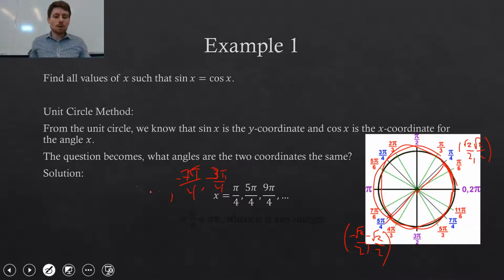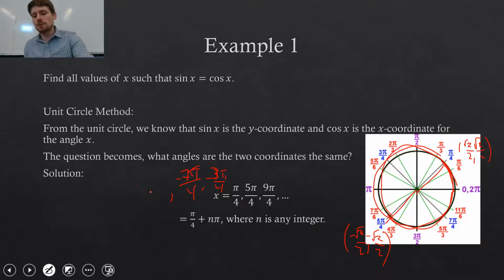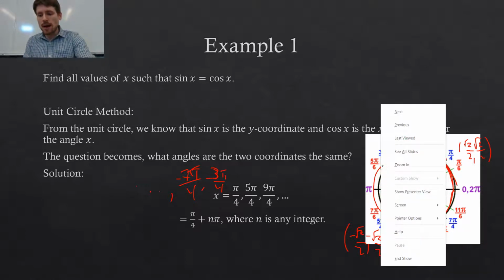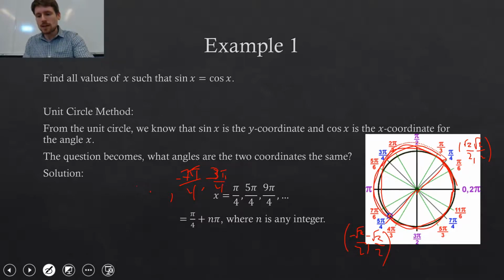So how can we describe all of these answers? Well, if we want to describe all of them, we look for a pattern between answers. We look at that and see the pattern is pi over 4 plus any multiple of pi. So if we start at pi over 4 as the first answer, and add a multiple of pi, we get to the next answer. If we add another multiple of pi, we get to the next answer, and so forth. So this describes all the possible x's where the sine of x and the cosine of x are equal.